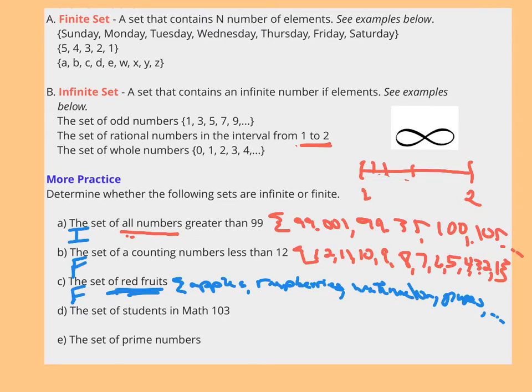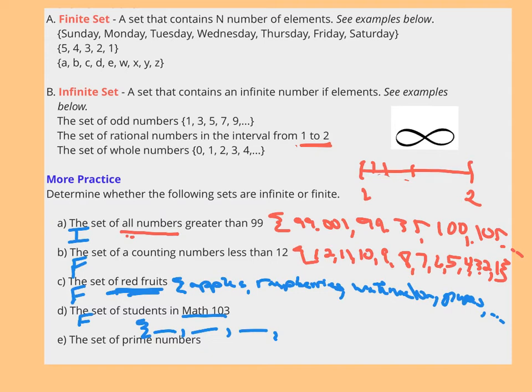In example D, it's the set of students in Math 103. So with this set here, I could just list out the students in my class. I have Jasmine, Bryce, Meredith, Olivia, Ben, Michael, and I can go ahead and just list out all the members in that set. I actually have 18 members in Math 103. So because I have a set number of elements in my particular set, I would say that it's finite. There's a finite number of students in Math 103.